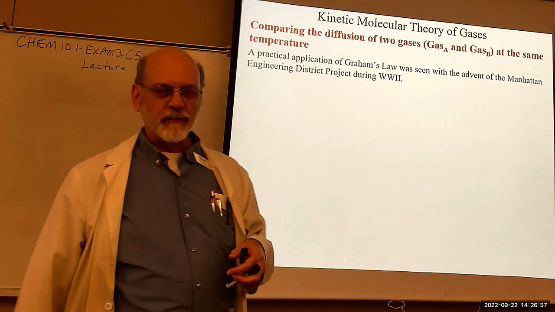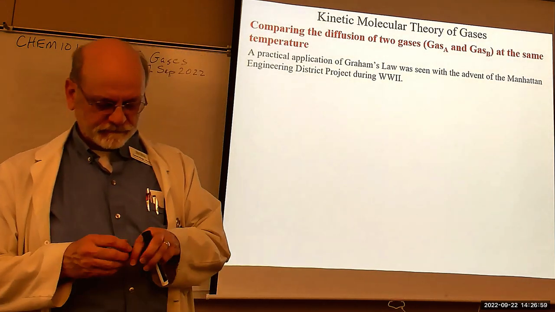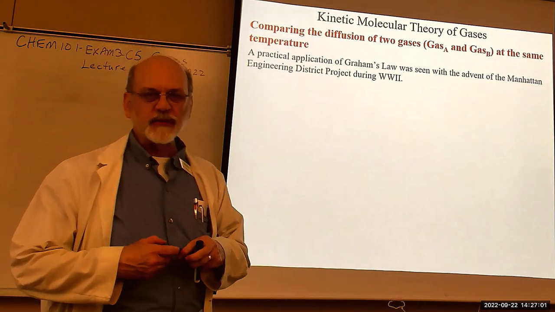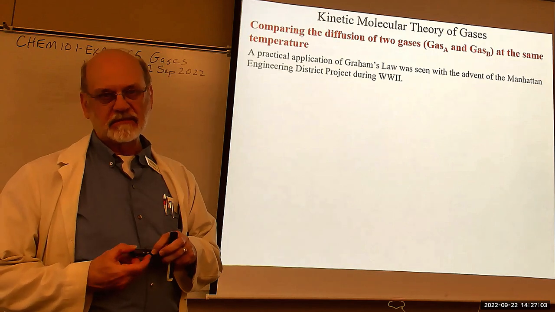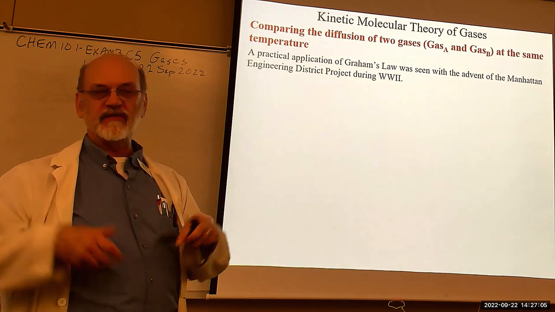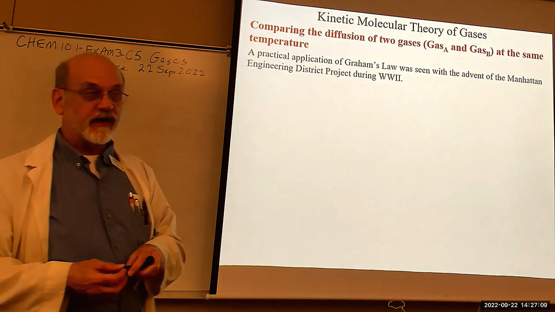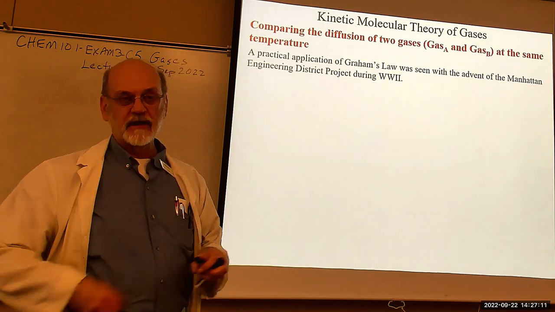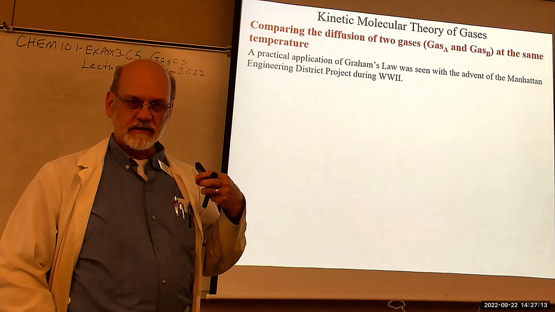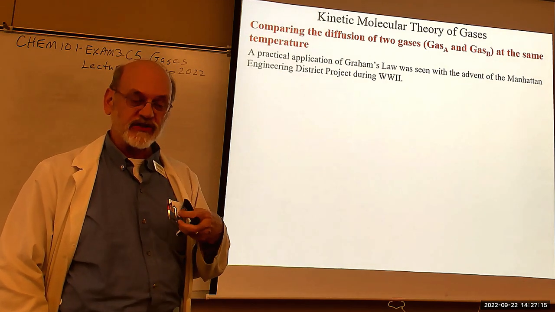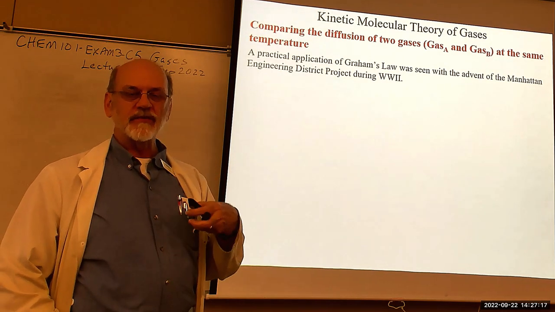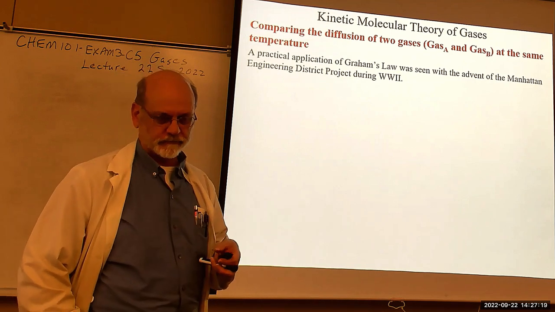I was a kid growing up in Oak Ridge, Tennessee. Most people nowadays, you know, that's just the name of another town. But when I was growing up, everybody knew that Oak Ridge, Tennessee was one of the pivotal locations for the development of the atomic bomb.